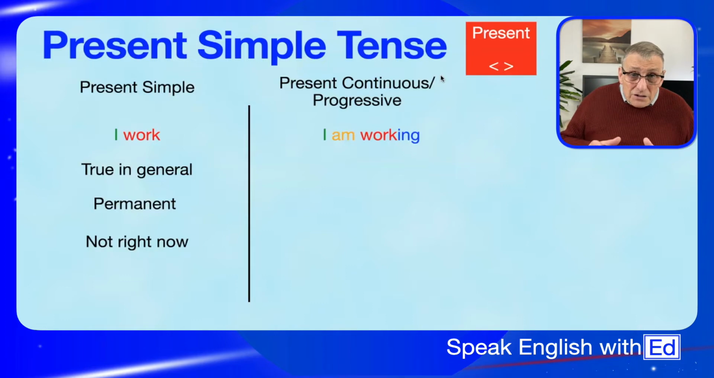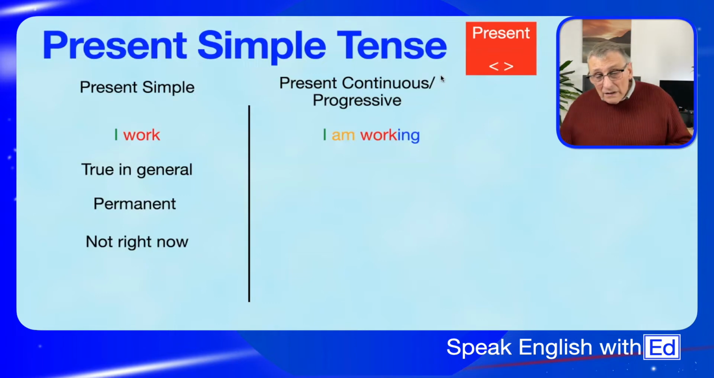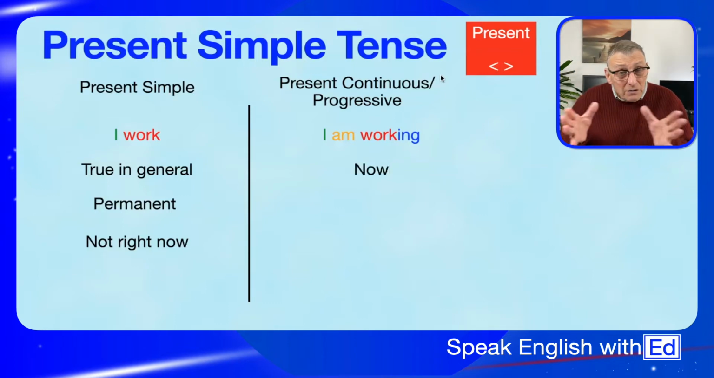Now, I don't use this tense for something that's happening right now. So I don't talk about the fact that I'm working now in the present simple. We do that when we get into present continuous. So we talk about the now, what we're doing now. I'm working, it's now, I am working.